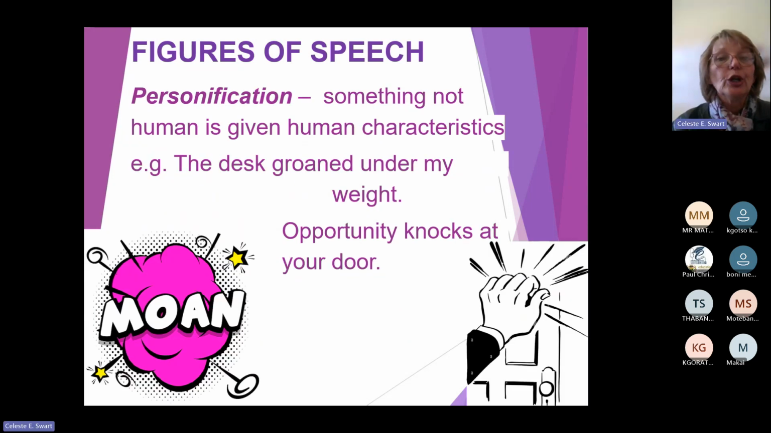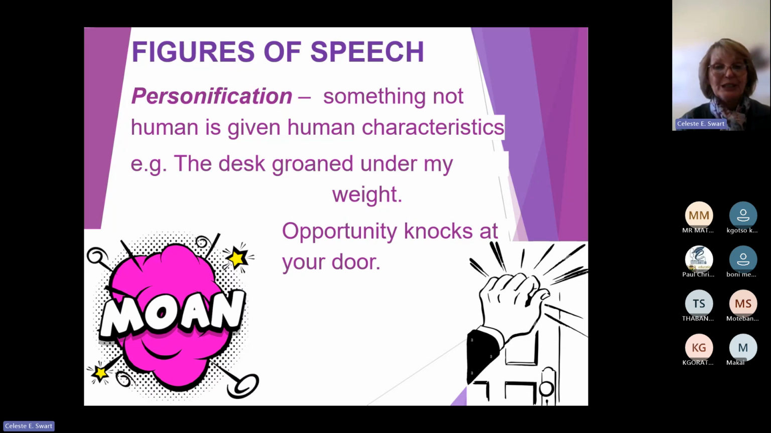Then personification. It's something that is not human, that is given human characteristics. Look at the word personification. Person. So it's something that's not a person, that has the characteristics of a person. We think of, the desk groaned under my weight. Can a desk groan? It can't. Groaning is a human characteristic. Opportunity knocks at your door. Is opportunity a human? Can it knock at your door? It cannot knock at your door. So that shows you it's personified. It's made to have human characteristics. And I think this is actually all very simplistic and very easy to understand.